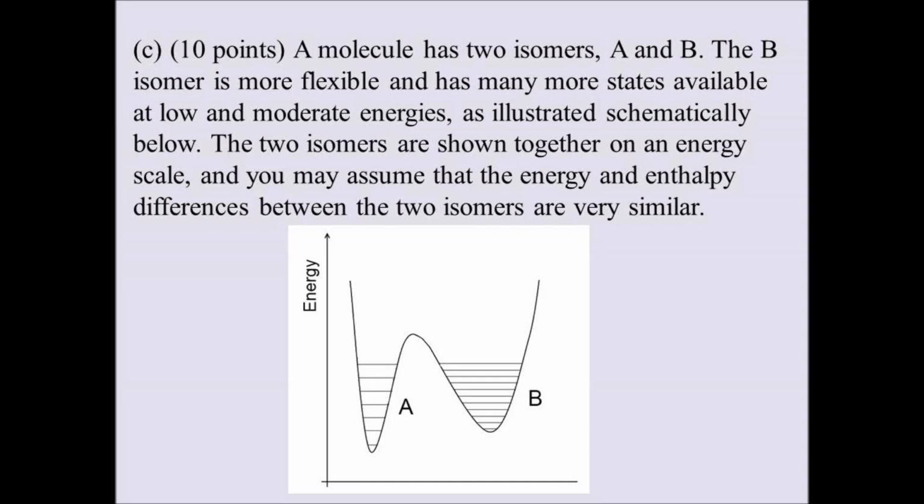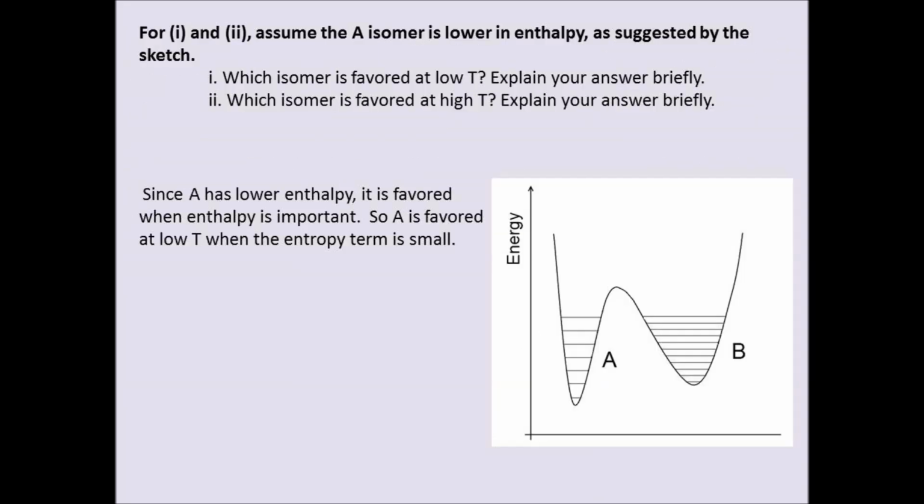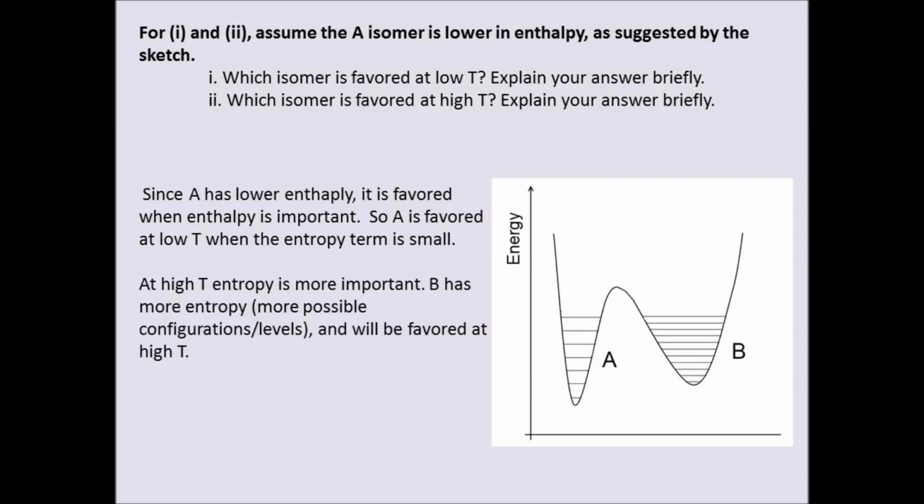So we want to know which isomer is favored at low temperature. When the temperature is low, the entropy term isn't that important, so the enthalpy term is important. So we want the thing with the deeper well, so A is favored. At high temperature, the entropy is the thing that we care about, so we want the thing with more ledges, more levels, so we want B.